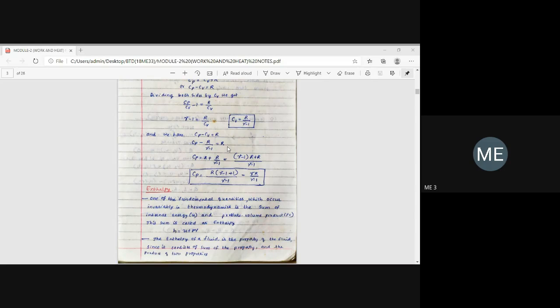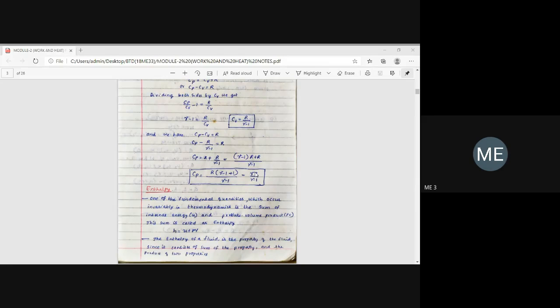We have two gas constants, and I'll explain in module 5. One is the universal gas constant and the other is the general gas constant. What we are using here is the general gas constant. Shift this term to the right hand side: Cp equals R plus R divided by gamma minus 1. Taking the LCM, gamma minus 1 into R plus R, divided by gamma minus 1. Taking R as common in the bracket, gamma minus 1 plus 1, divided by gamma minus 1. After simplifying, Cp equals gamma R divided by gamma minus 1.